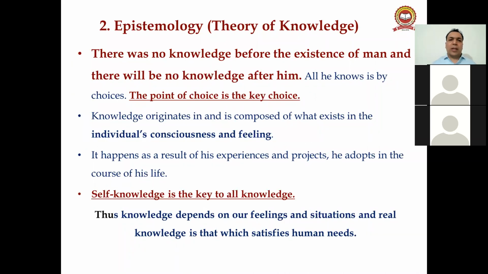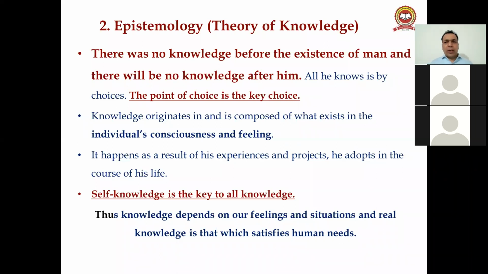Now we discuss the theory of knowledge, meaning epistemology. According to existentialists, there was no knowledge before the existence of man, and there will be no knowledge after him. All he knows is by choices. The point of choice is the key choice. You have to remember this if this question comes. There was no ultimate knowledge, no knowledge before the existence of man or after him. Knowledge originates and is composed of what exists in the individual consciousness and feeling.